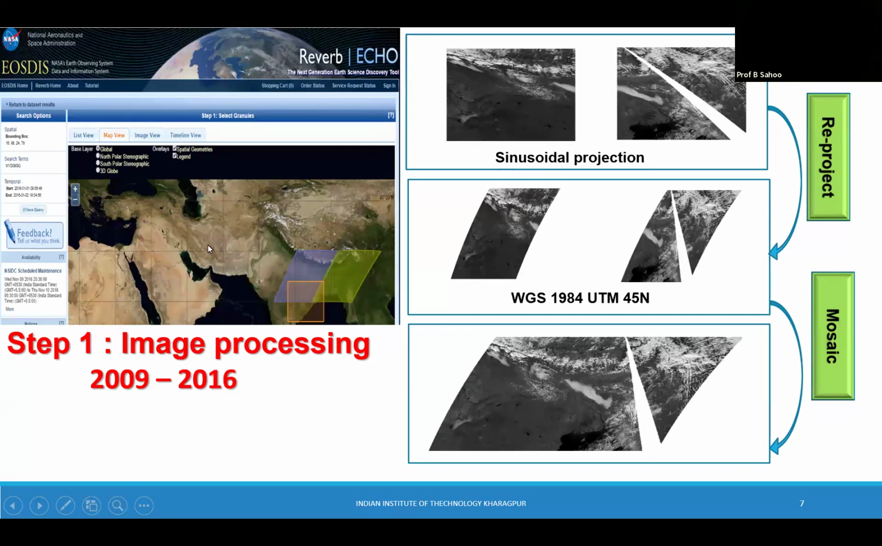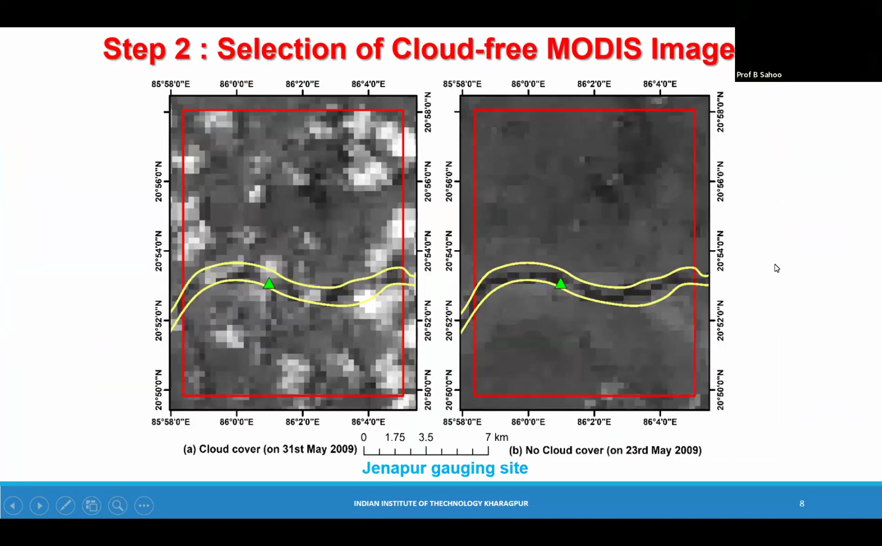That is image processing: downloading the image, then cutting that image, which you call clipping the image. Then we do reprojection. I'm skipping these slides, as this is not much useful because it's not too general. Then we try to select the cloud free images.